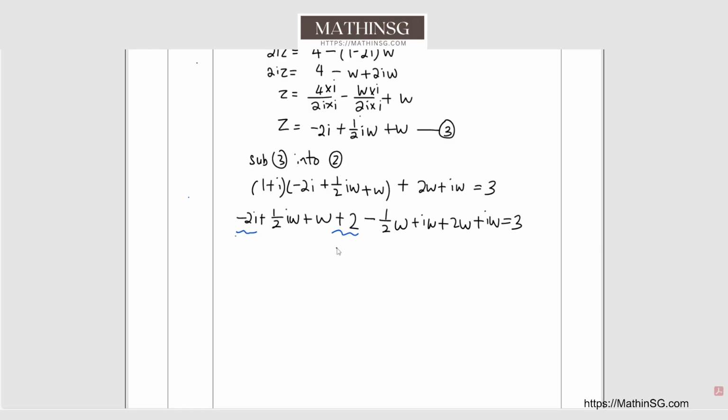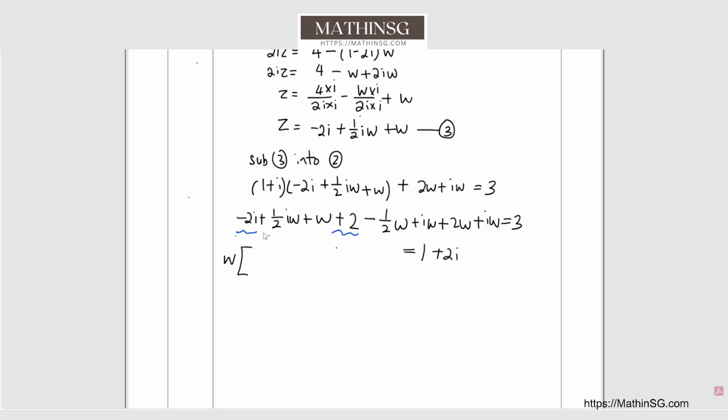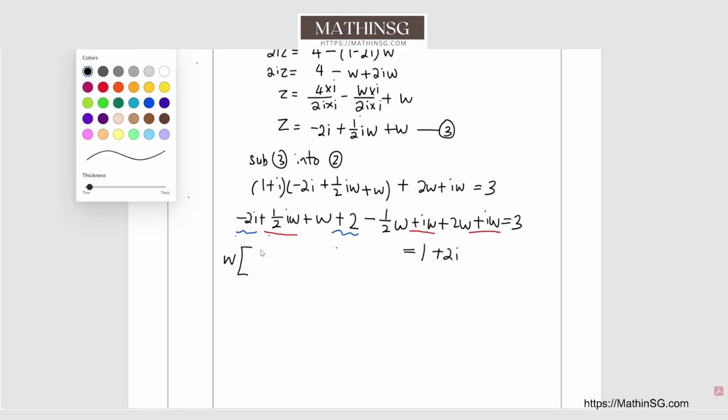So I'm going to bring 2 and minus 2i over. So when I bring 2 over, you have 3 minus 2, which is 1. When I bring minus 2i to the other side of the equal sign, it becomes plus 2i. Then the rest of the terms that are remaining have w. So let me factorize out my w. For those terms that are of iw, let me just underline them. So I have 2iw plus half an iw, so I have 2.5 iw or 5 over 2 iw.